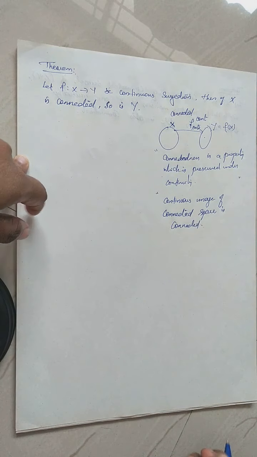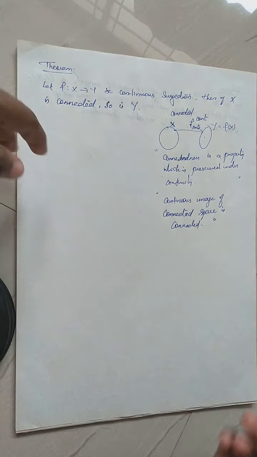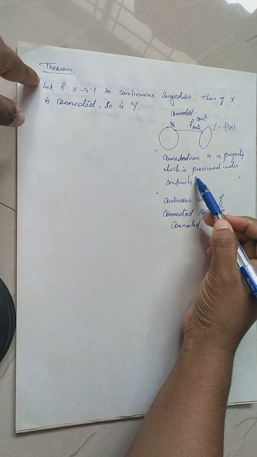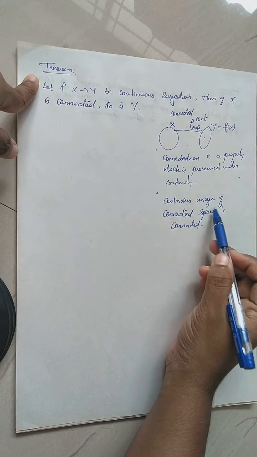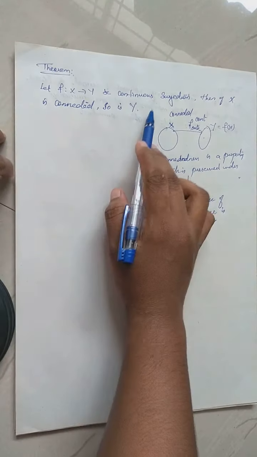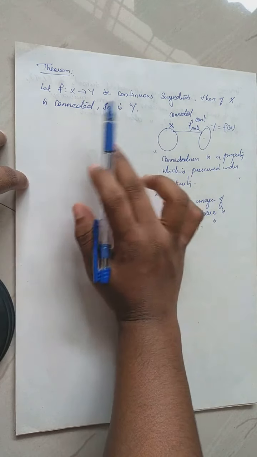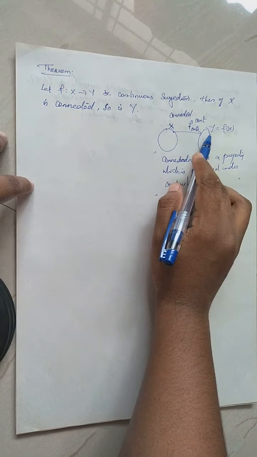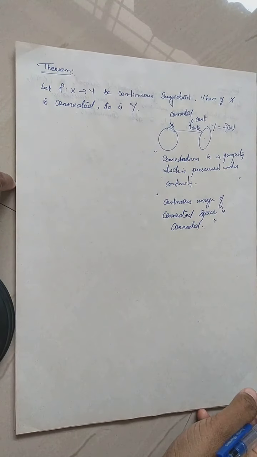This theorem can be restated as connectedness is a property which is preserved under continuity, or continuous image of connected space is connected. Or in another way, let f from X to Y be a continuous surjection. Then if X is connected, so is Y. If X is connected, then Y is also connected. This is what we need to prove.